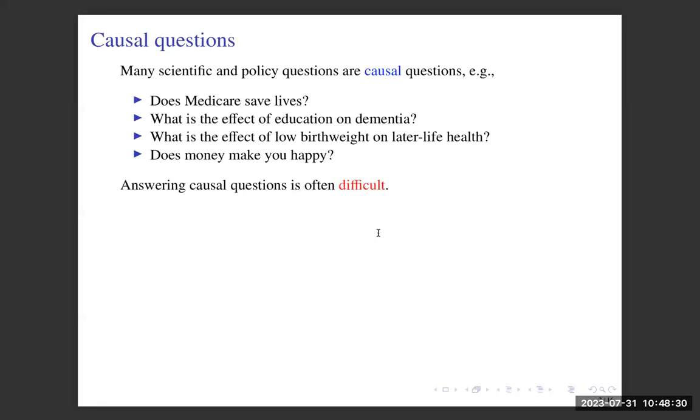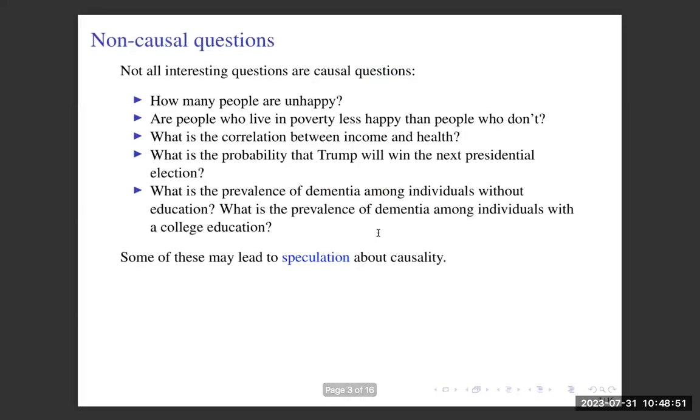What is the effect of education on dementia? What's the effect of low birth weight on later life health? Does money make you happy? These are questions that assume that something causes something else. And answering causal questions is often difficult. And so that's what we're going to be talking about.